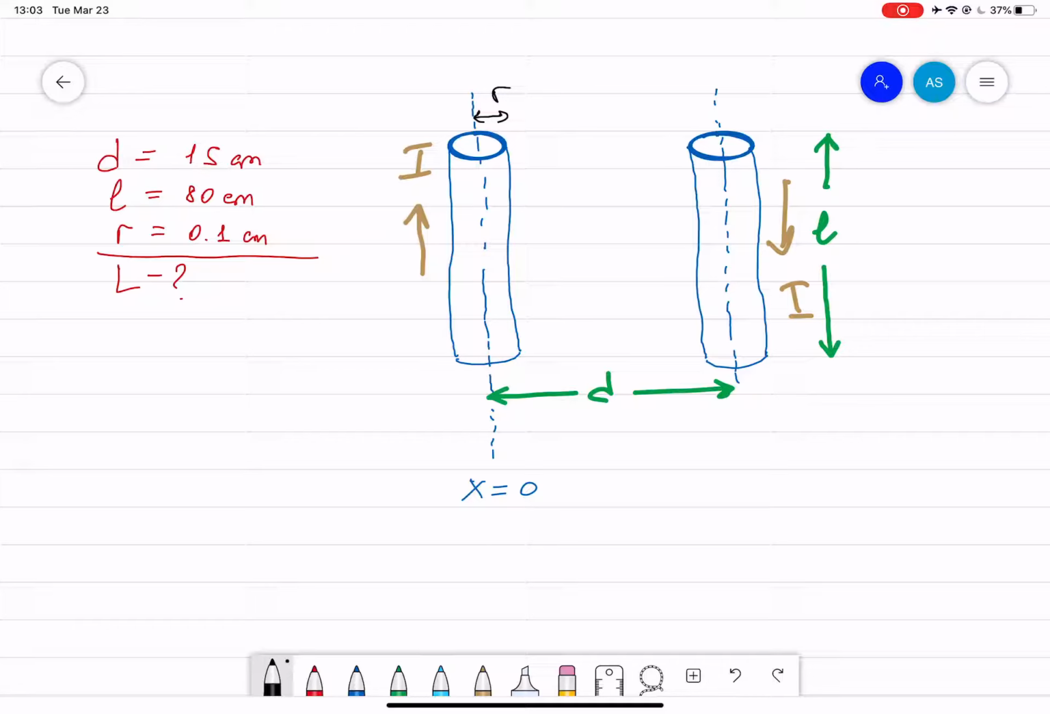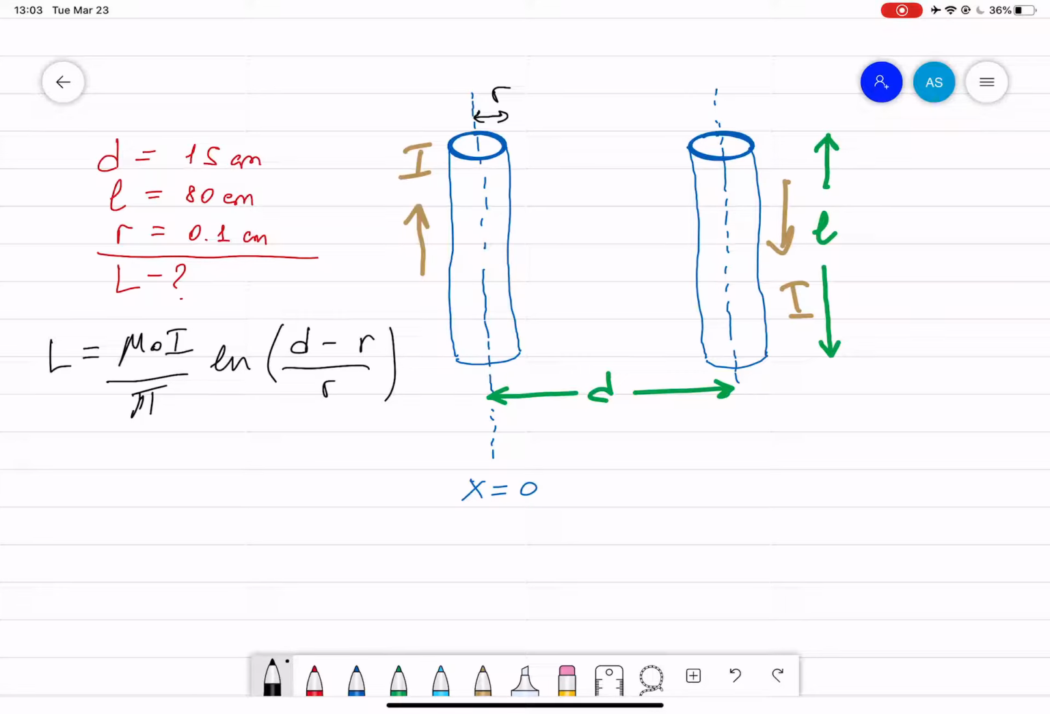If you don't want to be bothered, you can find the ready formula and use it, where L is equal to mu naught times the length divided by pi, times ln of (d minus r) over r. I'm quite sure most of you just use the ready formula, but if you want to understand how we come to this formula, then just bear with me.